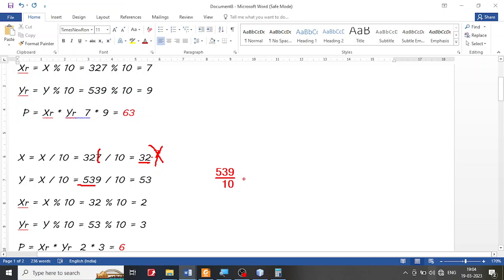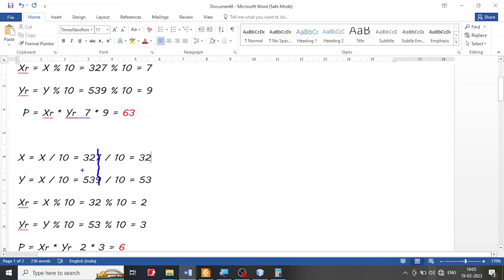What is the answer you are going to get? The answer that you are going to get is 53.9. Discard the fraction, take only the integer. So this is called an integer division. So from the given number, 327 and 539, you have successfully eliminated the last digit.